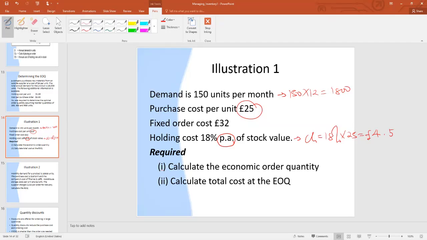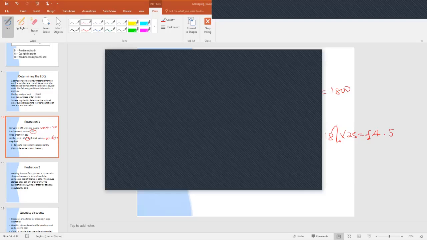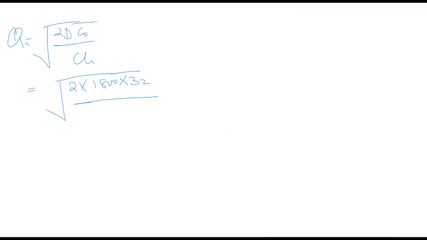Q is given by the square root of 2 times annual demand times cost per order divided by holding cost per unit per year. That is 2 times annual demand 1800 times cost per order, which is £32, divided by holding cost per unit, which is 4.5 pounds. Therefore, what's the Q? You get 160 units. That means the company should be reordering the inventory at 160 units.